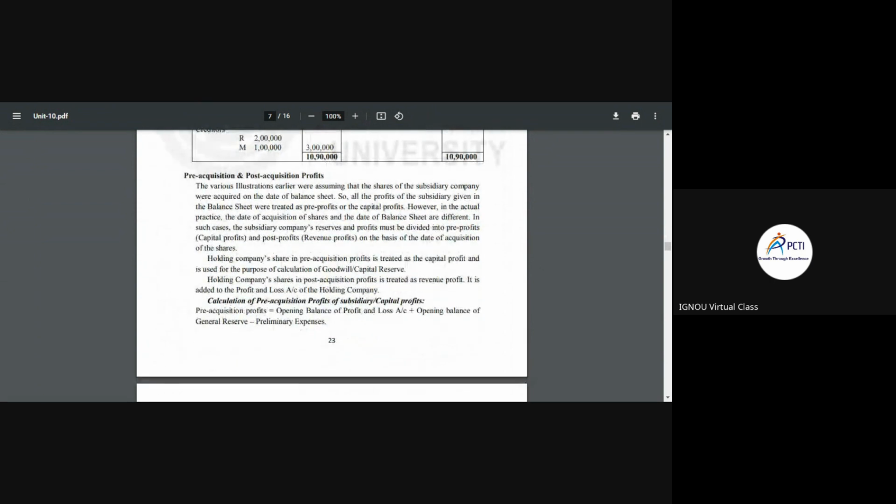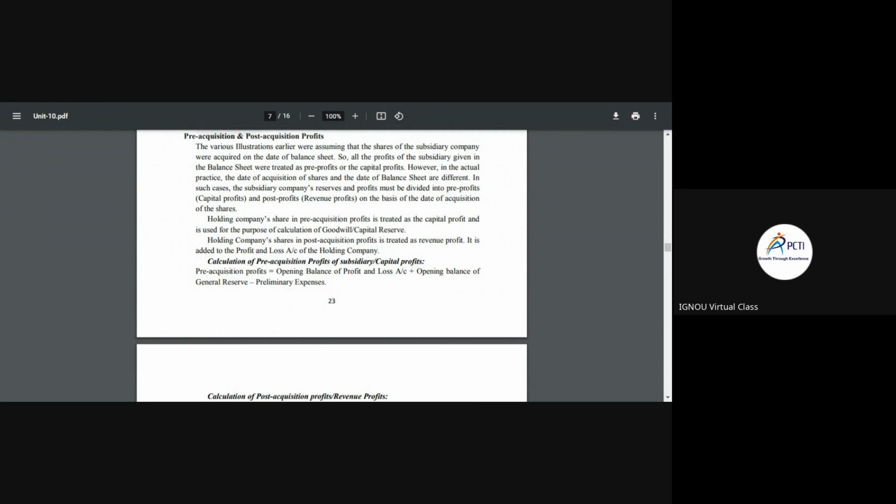Next one is pre-acquisition and post-acquisition profit. There are various illustrations which we already discussed, and we assumed that the shares of the subsidiary company were acquired on the date of the balance sheet. So all the profits of the subsidiary given in the balance sheet were treated as pre-profit or capital profits. However, in actual practice, the date of acquisition of shares and the date of the balance sheet are different. In such cases, the subsidiary company's reserves and profits must be divided into pre-profits, that is capital profit, and post-profit, that is known as revenue profit.